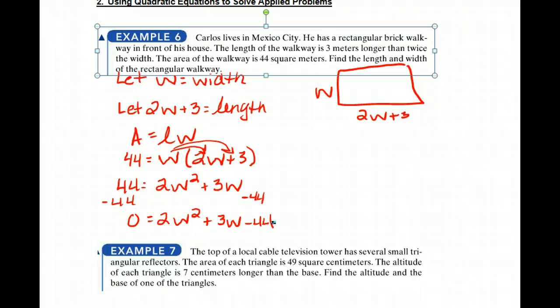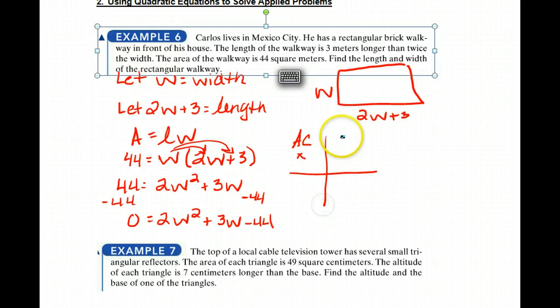We would want to check to see if there is any GCF that we can factor out of there, and there's not. So since we can't factor that out, we want to set up the AC method. So I want factors that will multiply to AC but add to B. So 2 times negative 44 is negative 88. And I want my factors to add to 3.